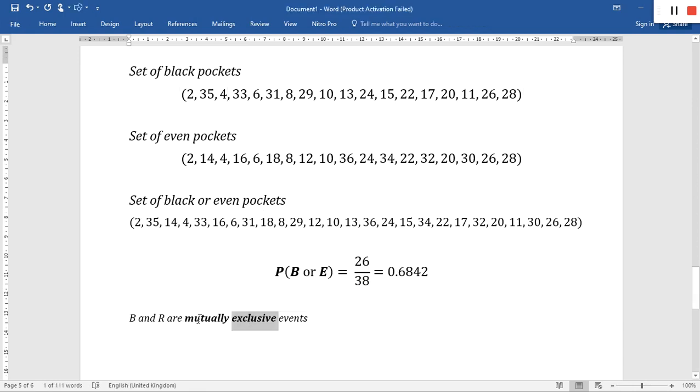Now we use the term mutual because we are saying that these two sets have one thing that they have mutually. There's one thing these two sets have in common. It is the fact that they have nothing in common. You understand? So a set of black pockets and a set of red pockets, they have one thing in common.